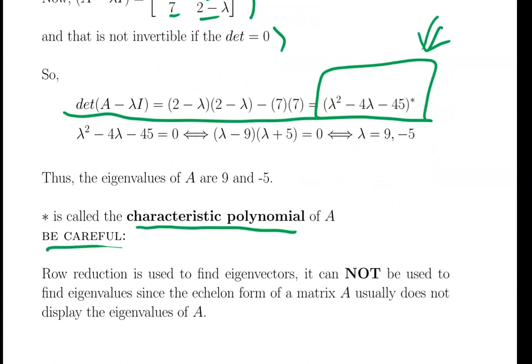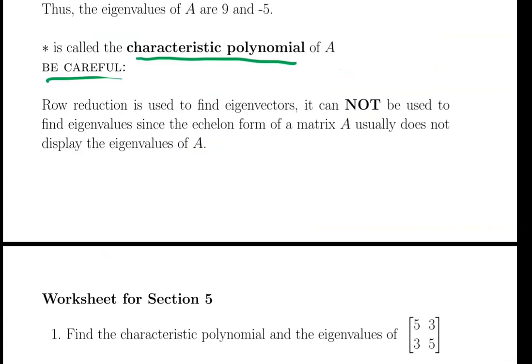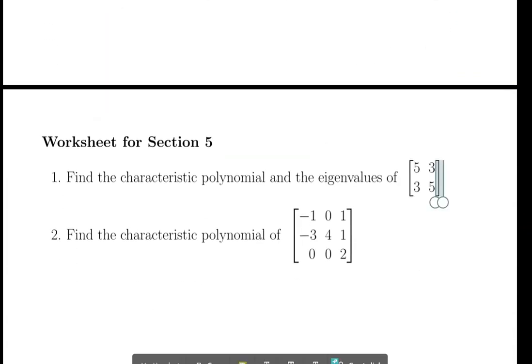Row reduction is used to find eigenvectors, but we don't use that to find eigenvalues, since the echelon form usually doesn't display them. Okay, so we find the characteristic polynomial, and we look for the zeros of that. That's what gives us the eigenvalues. So here we're just finding characteristic polynomials, right? So it's just based on looking at A minus lambda I and specifically looking at the determinant. When is the determinant equal to 0?